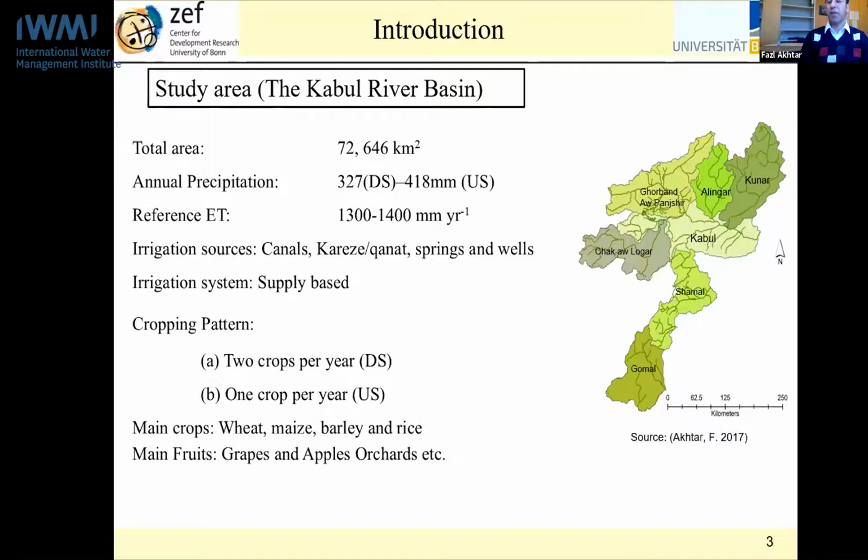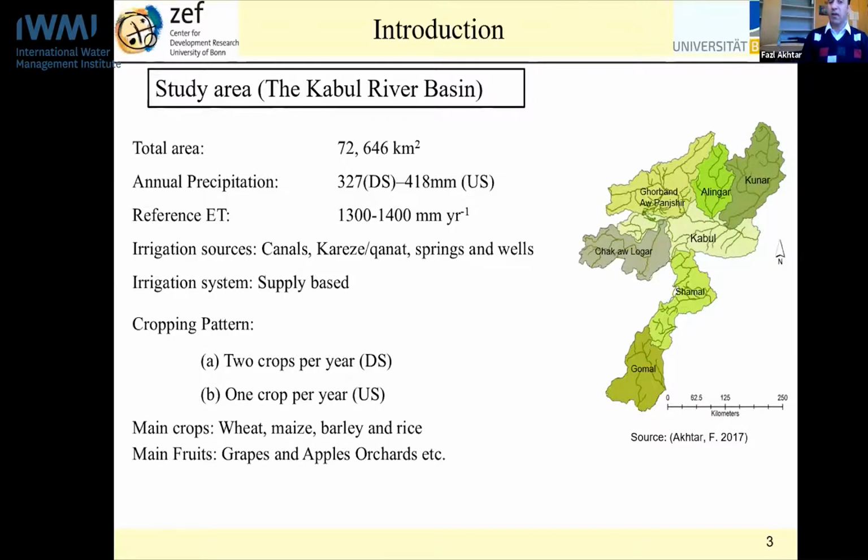There is high heterogeneity in cropping across the basin. For example, looking at the cropping pattern, two crops per year are mostly grown in the downstream regions, similar to Pakistan. So you see the Kabul sub-basin, and downstream Nangarhar, Kunar, Laghman, and so on. There you have mostly two crops. The major crop is usually wheat, and in rotation there is maize and rice.